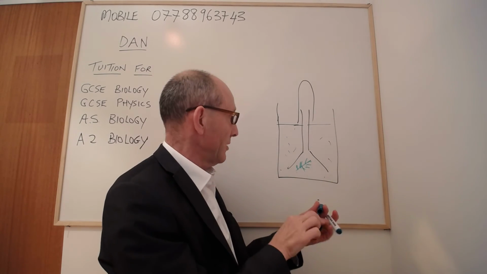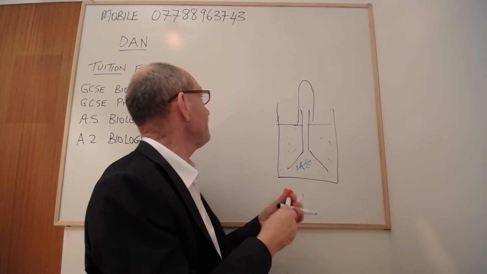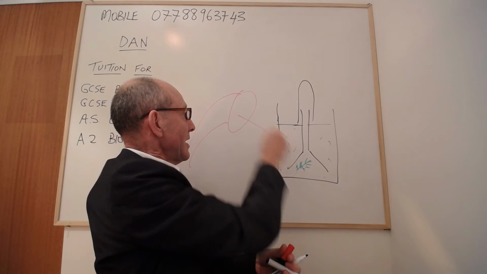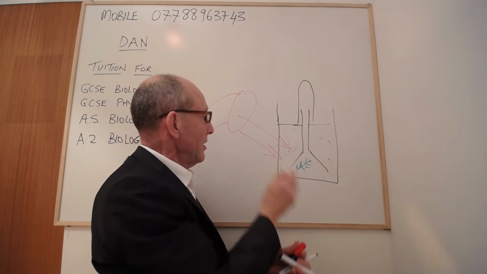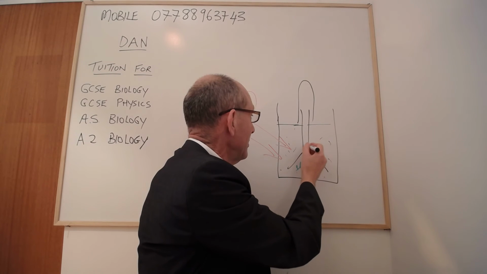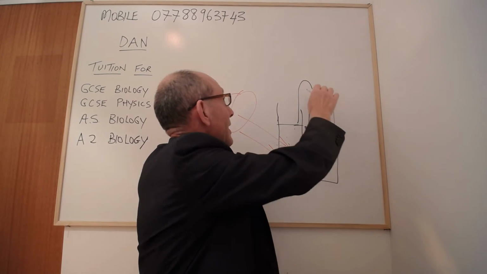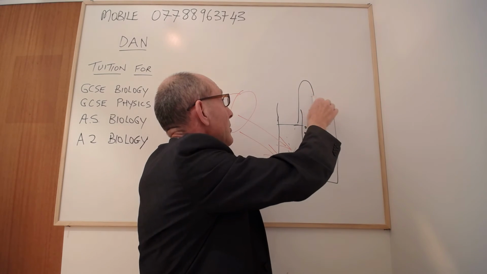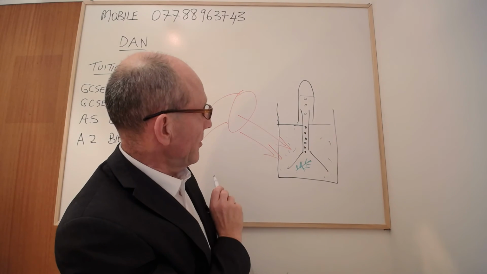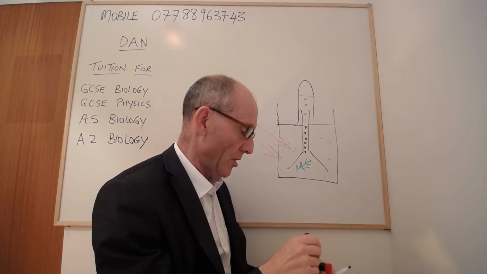Then you shone light on the whole arrangement here. You shine light onto the plant like that. And what happens is that the wee plant starts to produce bubbles of oxygen. The bubbles of oxygen then collect up in the test tube at the top. Bubbles go right up. The bubbles of oxygen are collected in the top of the test tube.